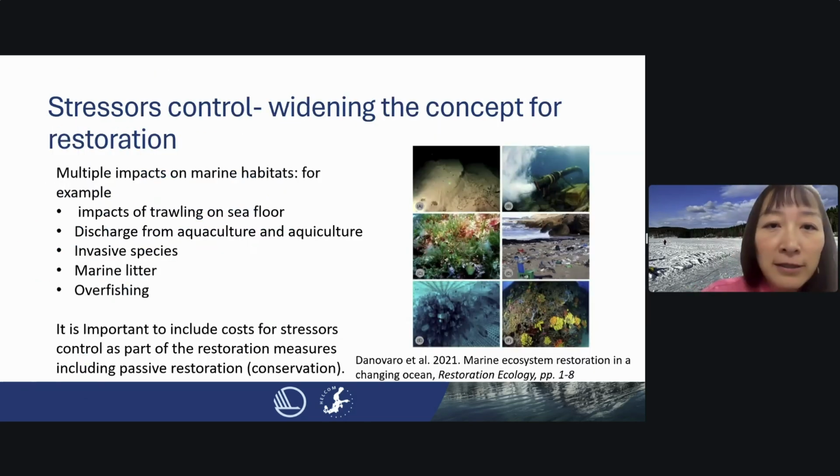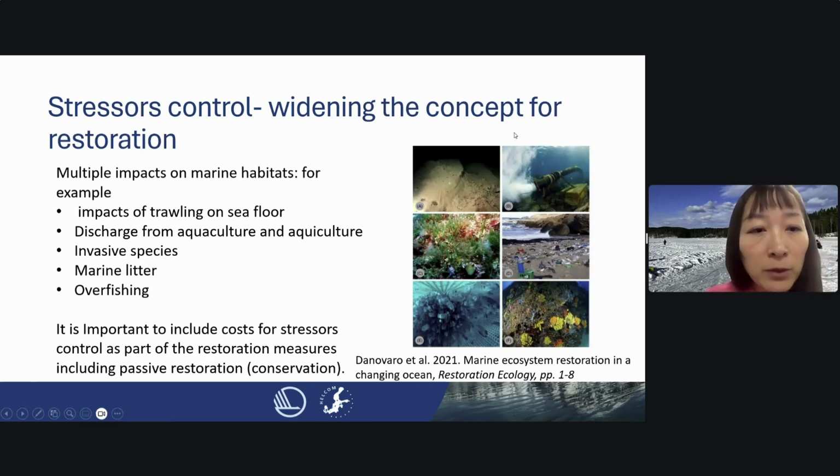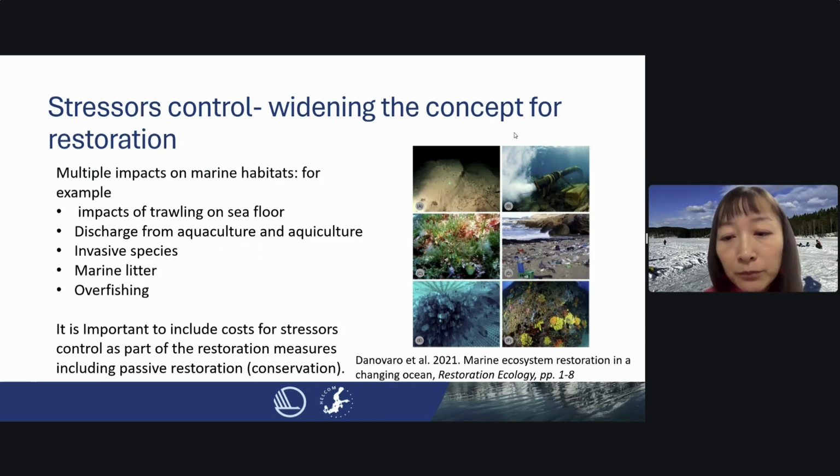Yes, so now we know what kind of methods might be viable, but there's another thing I want to stress. In marine restoration, there are a lot of experiments going on, but we know that the success rate is generally low, and we find that the reason could partly lie in the fact that we haven't controlled the background environment for the ecosystem, for the habitat restoration.